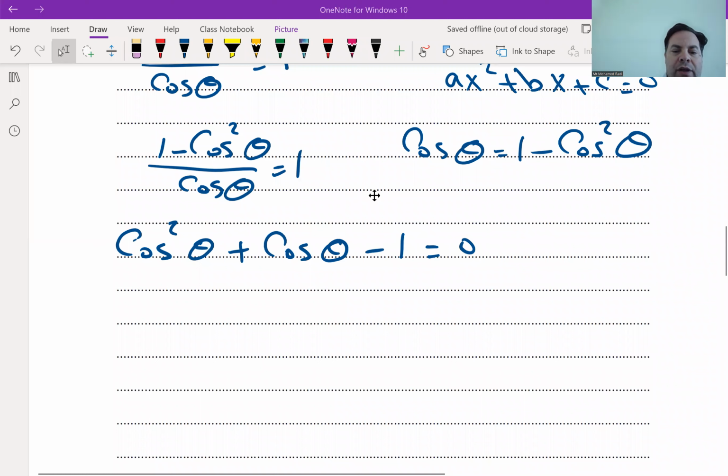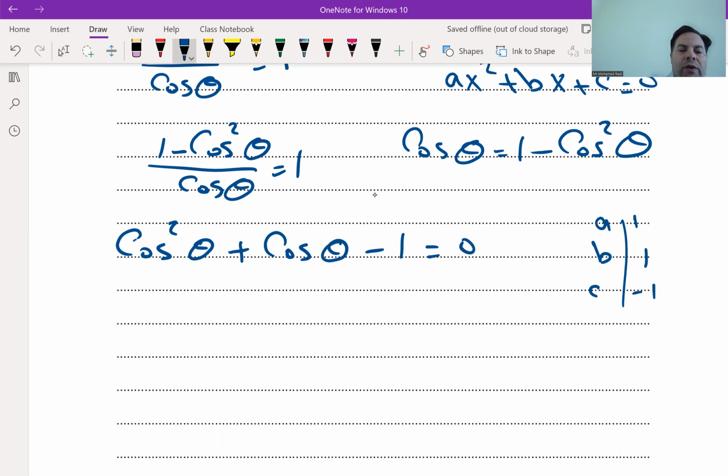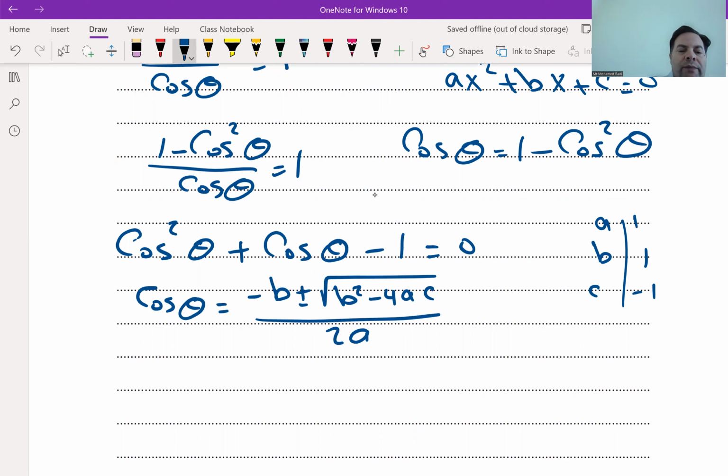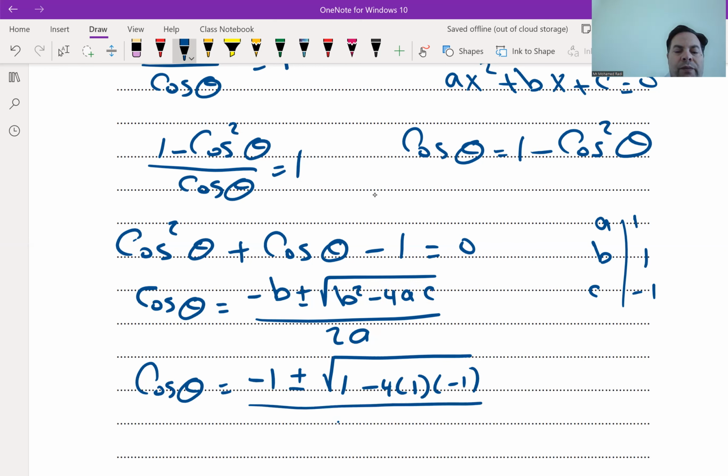To solve the quadratic equation by factorization or quadratic formula, a is equal to 1, b is equal to 1, c is equal to negative 1. So cosine theta is negative b plus or minus square root of b squared minus 4ac all divided by 2a. So cosine theta is negative 1 plus or minus square root of b squared, which is 1, minus 4 times 1 times minus 1, all divided by 2.